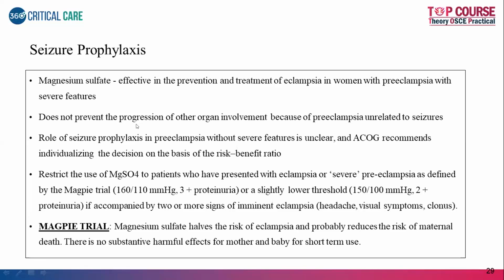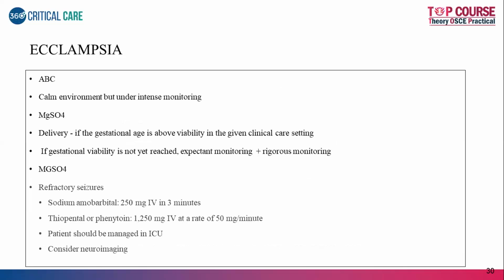The important trial for this is the MAGPIE trial. This is seizure prophylaxis, not treatment. It is prophylaxis in preeclamptic patients. Magnesium sulfate halves the risk of eclampsia and probably reduces the risk of maternal death, if you use it as prophylaxis. There are no substantive harmful effects for mother and baby for short-term use. If you're using it short-term, yes, you can use magnesium sulfate for prophylaxis. This is the MAGPIE trial for prophylaxis. Just remember it.